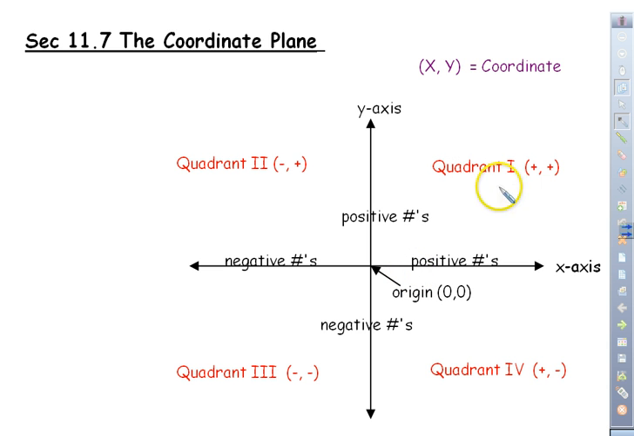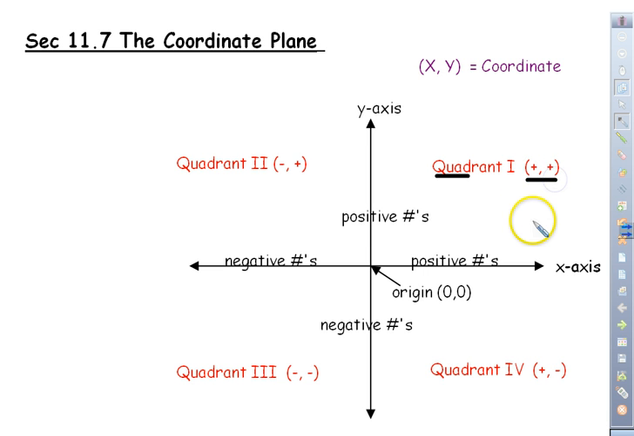Now what we need to understand also is that there are different quadrants, and we call them quadrants because of the word quad, meaning 4. And this is quadrant 1, quadrant 2, 3, and 4. You can see they're labeled using Roman numerals, and you'll need to make certain you do that as well. And here are the coordinates.